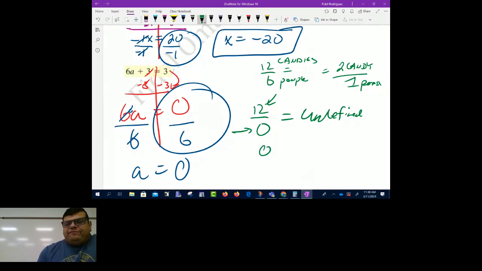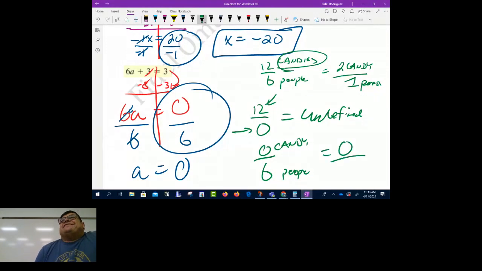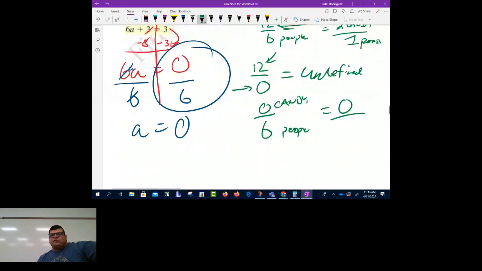Now, when we have 0 divided by 6, remember what the number on top stood for? The number on top stood for candy. Y'all, we have no candy, and there are still 6 people here. Guess what? Nobody gets a candy, right? 0 candies per person, right? Okay. So again, y'all, just to give you that idea, it's okay for us to have 0 on the top. We just can't have 0 on the bottom. So I always want to make sure everybody's good with that part.